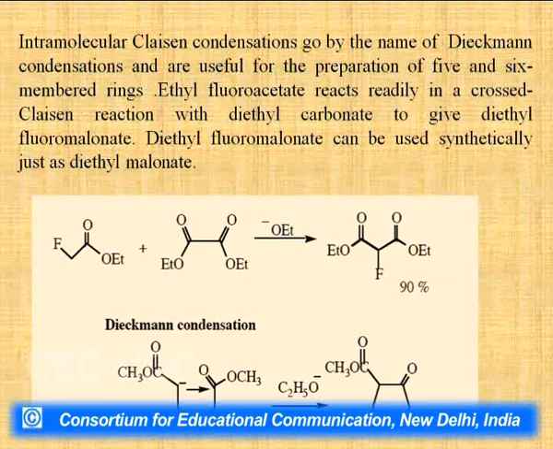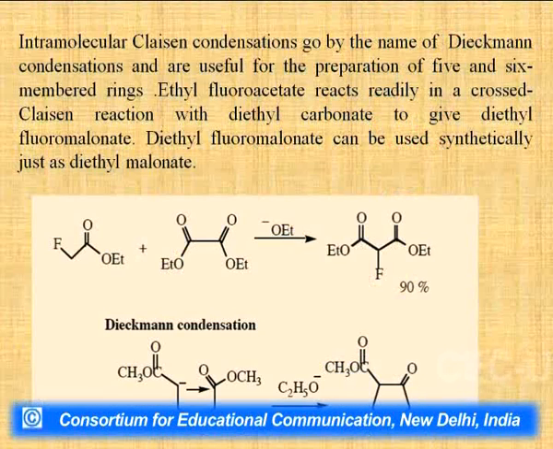The term intramolecular refers to within the molecule. Intramolecular Claisen condensations go by the name of Dieckmann condensation and are useful for the preparation of 5 and 6 membered rings. Ethyl fluoroacetate reacts readily in a crossed Claisen condensation with diethyl carbonate to give diethyl fluoromalonate. Diethyl fluoromalonate can be used synthetically just as diethyl malonate. And you can see in the Dieckmann condensation reaction there is a cyclization.